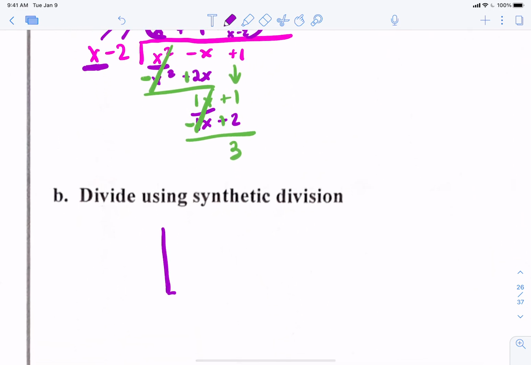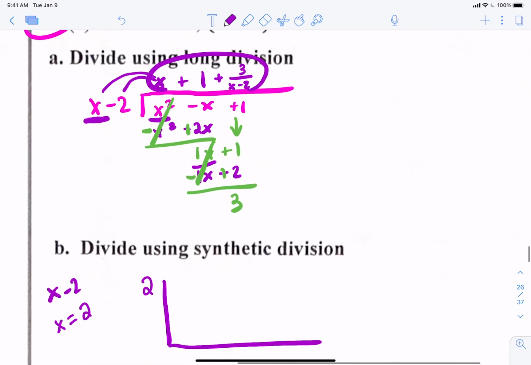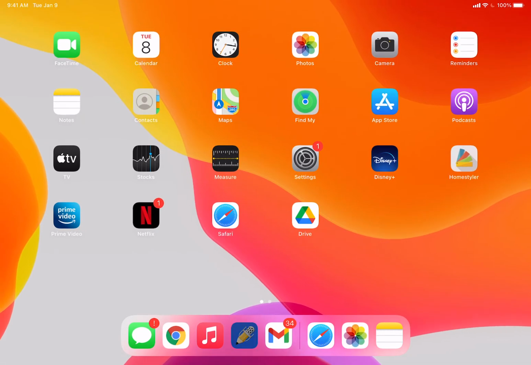Okay? Divide using synthetic division. So now we're going this direction, and we're dividing by x minus 2. So x equals positive 2, and that's what goes on the outside, right? Now my coefficients go across the top here: 1, minus 1, plus 1.